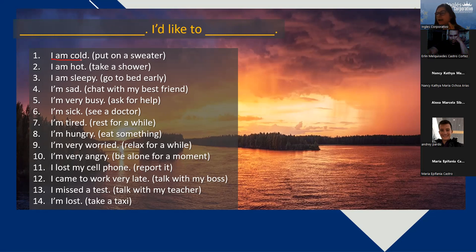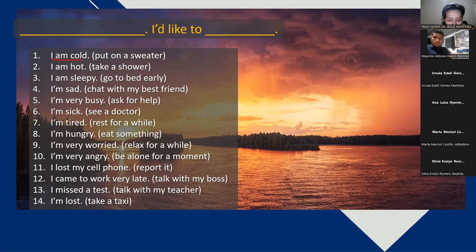Okay, let's see. My first volunteer will be Ursula. Ursula, remember, you put the first one here. I'm, and whatever the idea, right? I'm cold, I'm hot, I'm sad, I'm very busy. I like to, and what is in parentheses? Okay. You choose, you have 14 options. You choose the one you want. I'm very worried. I'd like to relax for a while. Okay, nice. What we are going to do is that the others cannot repeat.